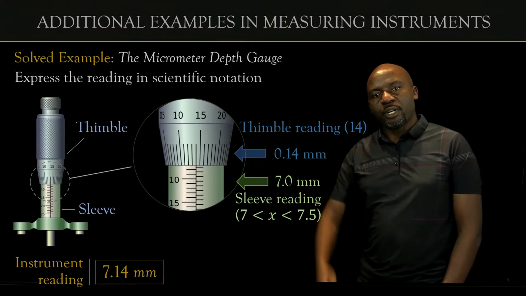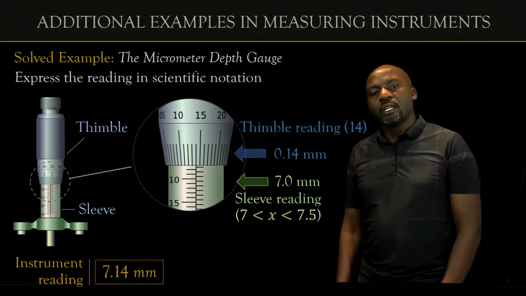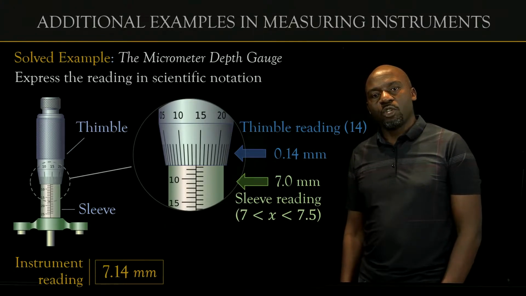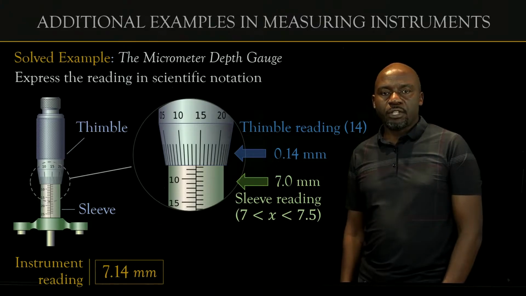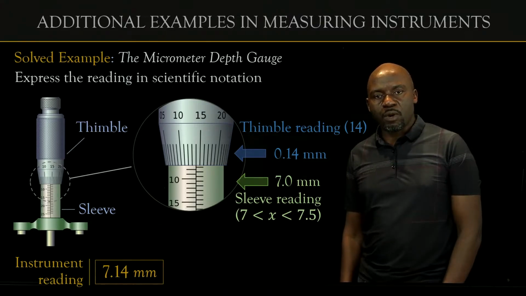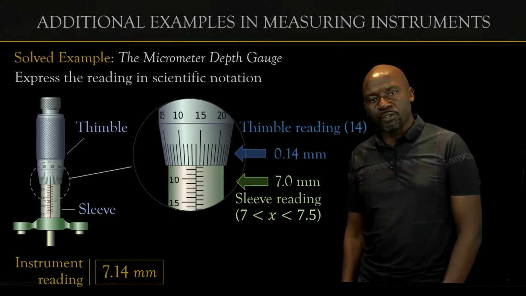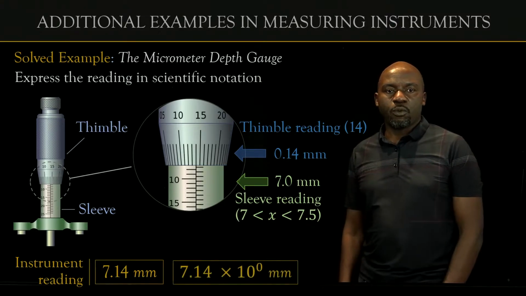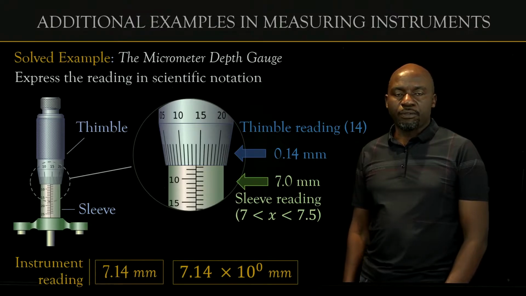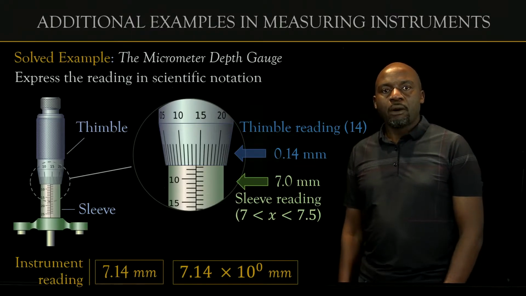But we are told to express our answer in scientific notation. 7.14 lies between 1 and 10. Therefore, in scientific notation, A is just 7.14. The decimal place has not moved. Therefore, our answer is 7.14 times 10 to the power of 0. I hope that is clear. All right, let's move on.